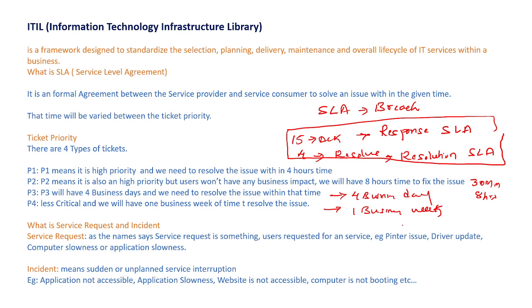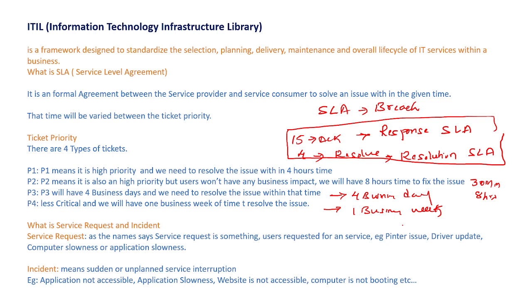Means if an issue comes on Thursday: Thursday, Friday, Saturday, Sunday is off. You have to remove that Saturday, Sunday again. Monday, Tuesday, Wednesday, Thursday, yeah. Total 5 days. Now, one business week means it is 7 days.